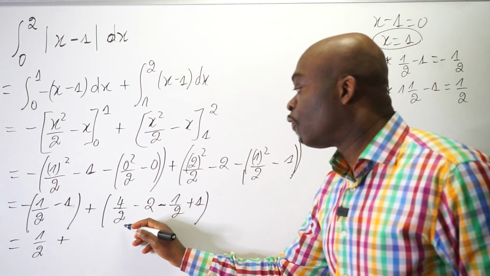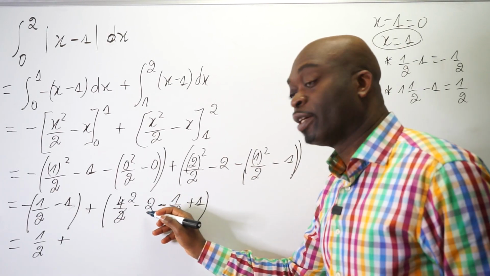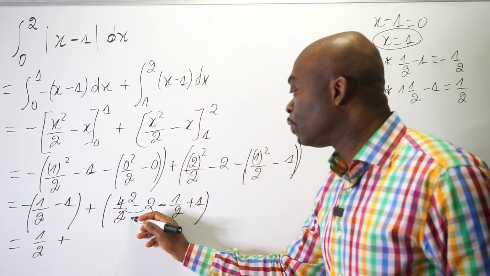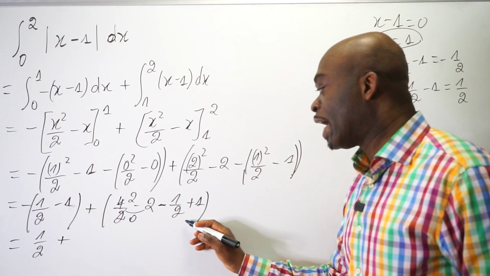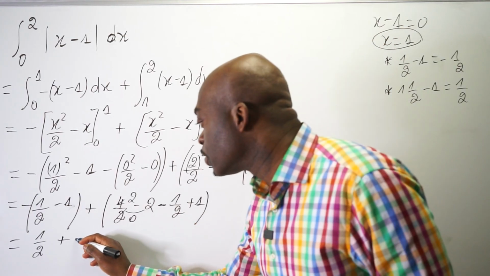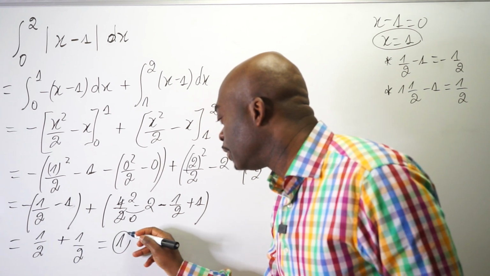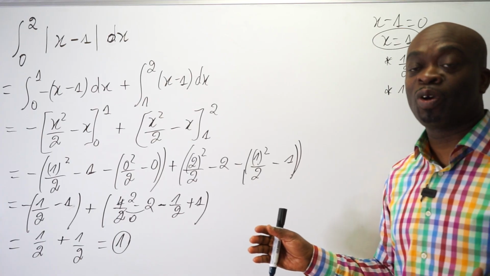Plus 4 divided by 2 is 2. 2 minus 2 is 0. So these two give 0. And then you have negative half plus 1. That will give us what? Positive half. So it's plus half. So 1 plus 1, ladies and gentlemen, equals 1. Hmm, and then we finished. Okay?